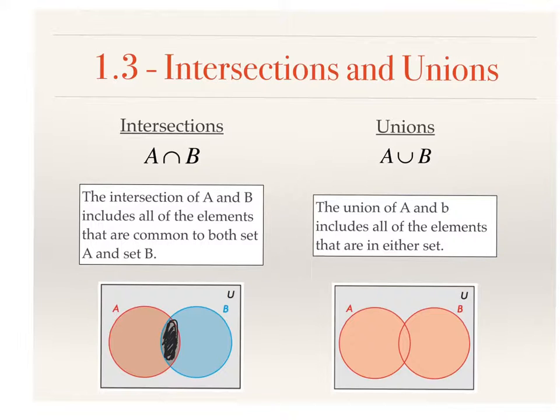Now union is a U symbol. It's like a weird kind of wide U, but it's a U. And that is all elements that are in either set.